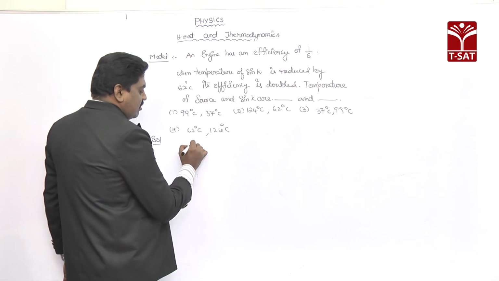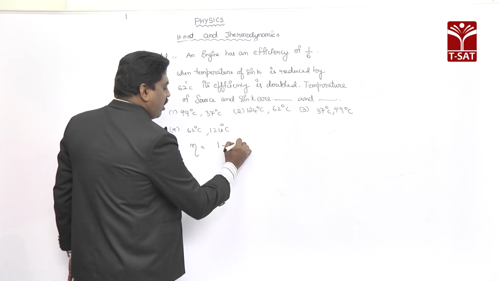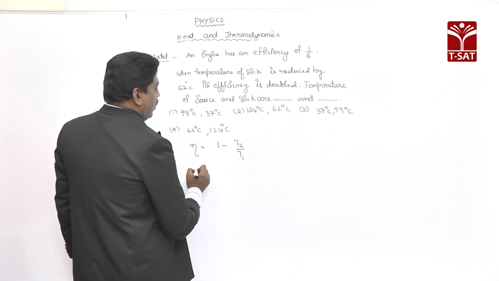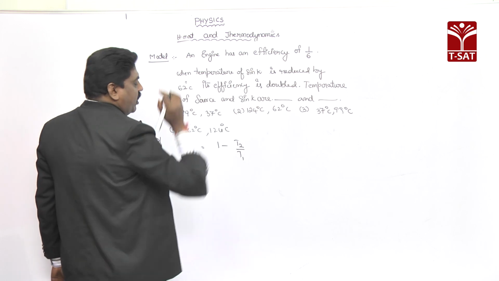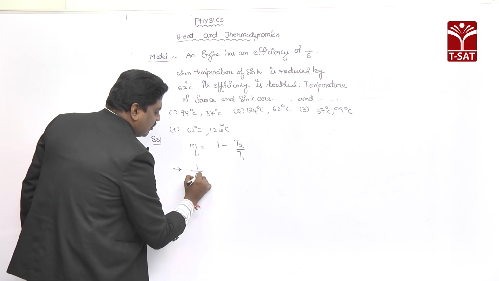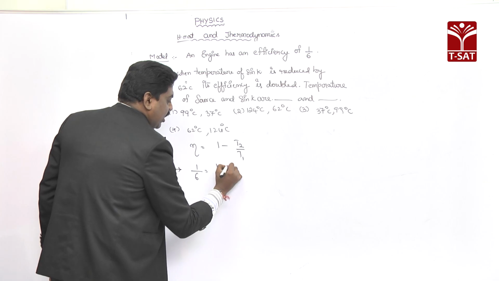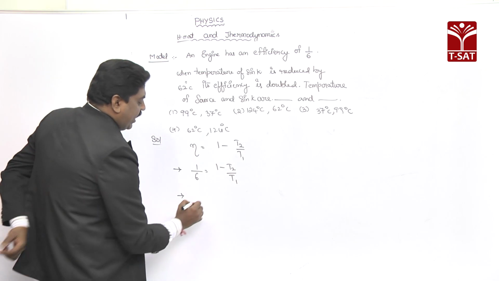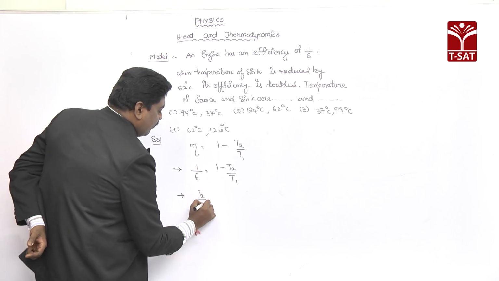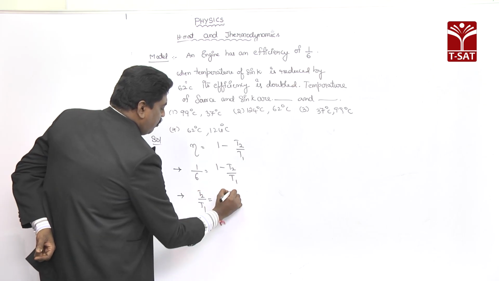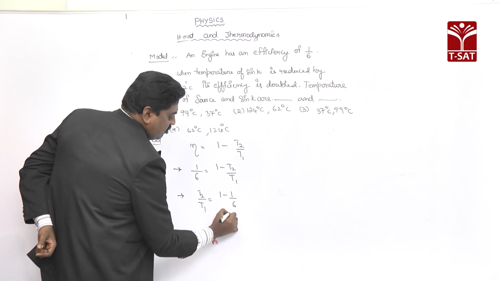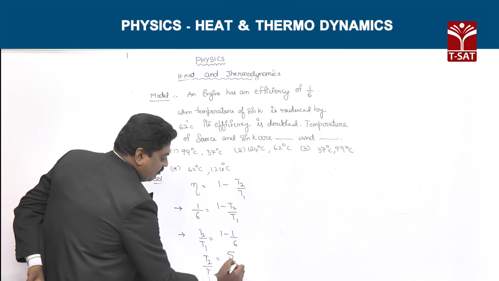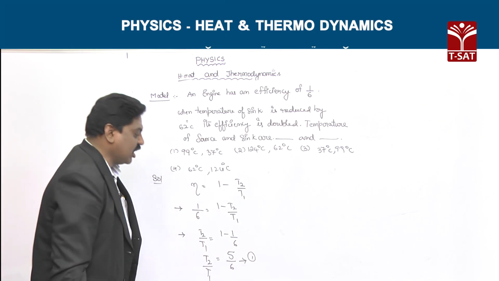We know very well that efficiency is given by 1 minus T2 by T1. In the first case we are given efficiency as 1 by 6. So 1 by 6 is equal to 1 minus T2 by T1. From this we get T2 by T1 equal to 1 minus 1 by 6, which is 5 by 6. So T2 by T1 is 5 by 6. Let us call it the first equation.